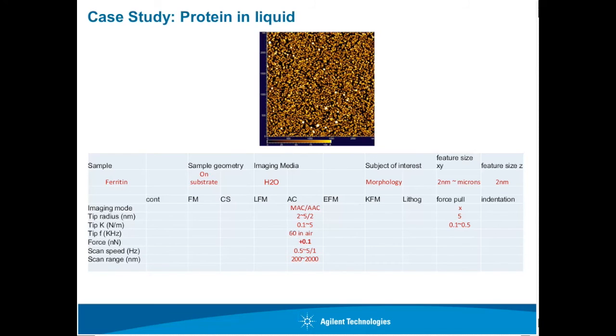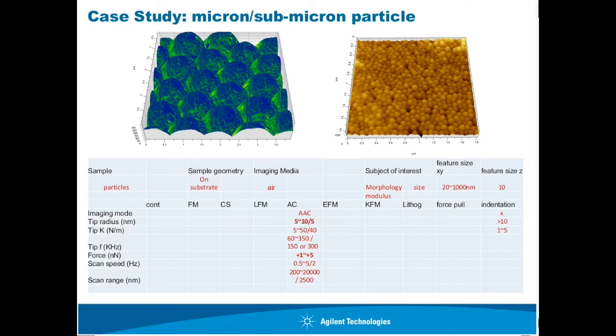Okay, the next case is what's called micron or submicron particles. In this case, they're 100 nanometer size. People call it nanoparticle. I'll call it submicron particles because it requires very similar characteristics of tip and parameters compared to, let's say, in this case, a half micron particle.